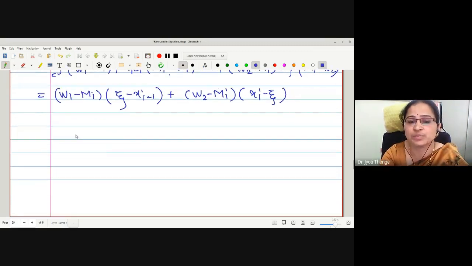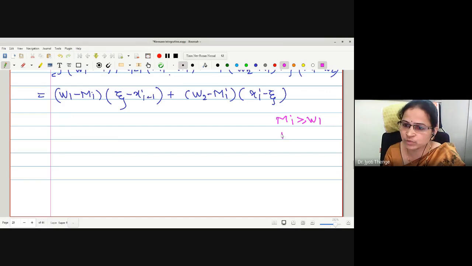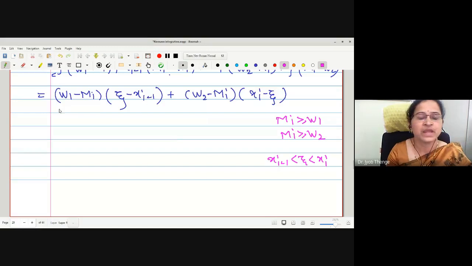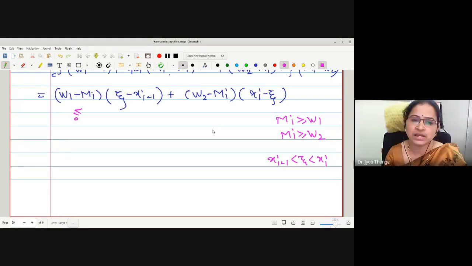Now very similar to the previous one, we will discuss the values of every bracket. We have already studied mi is greater equal to w1, mi is greater equal to w2, and zeta lies exactly between xi minus 1 and xi. Students have to tell me what is the value of w1 minus mi. Non-negative, less than or equal to 0. This value is less than or equal to 0. What about w2 minus mi? Same, less than or equal to 0.